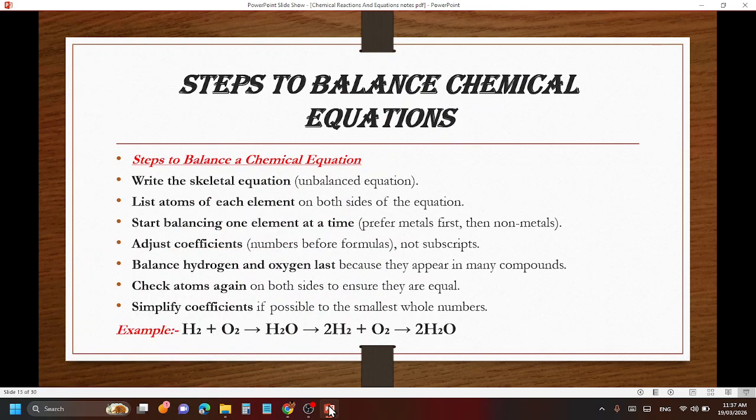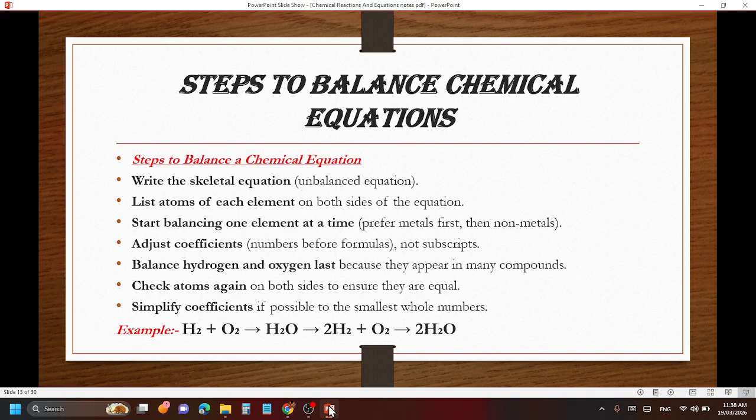Now we have learned that balancing is important, but the main question that comes to your mind is how to balance the equation. We don't know how to balance. So I will teach you a simple method. First thing, when you see a question paper, any question, first you will see the equation. Simply don't think anything, write the equation, write the skeletal equation. Skeletal equation is also called an unbalanced equation.